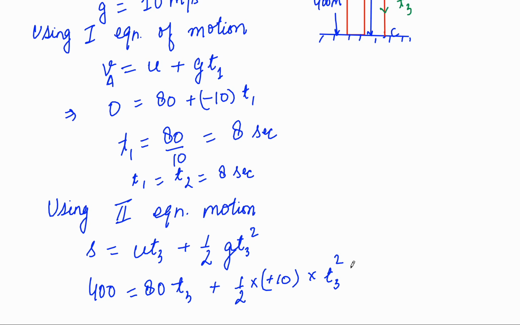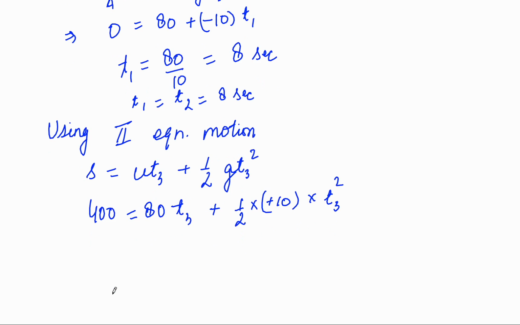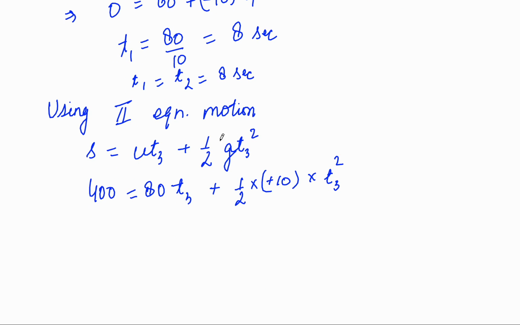As you can see, there is a t square, then a simple t, and this constant. I'm going to just simplify this thing. It will be 2 5s are 10, and then I'm going to divide the whole equation by 5. Okay, and on rearranging, this equation will become T3 square plus 16 T3 minus 80 is equal to 0. I have also placed this 400 on the right hand side.